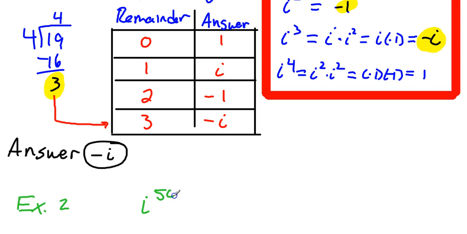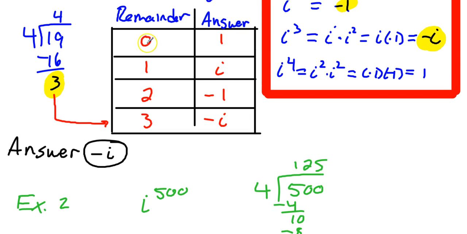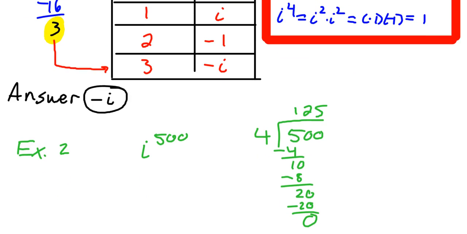500. So if you have i to the 500, all you're going to do is you're going to take 4 and divide it into 500. That's 10. 4 going into 10 2 times. That's 8. That's 2. 4 goes evenly into 20. You get a 0 remainder, right? If your remainder is 0, go back to your chart. Your answer is 1. There's your answer. That's all you're going to do.